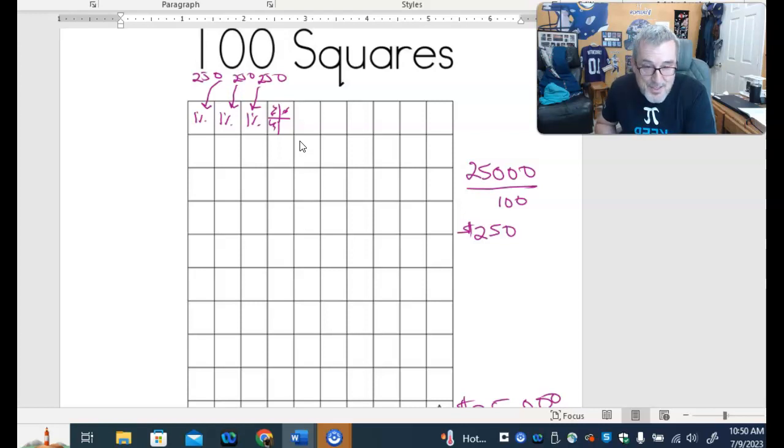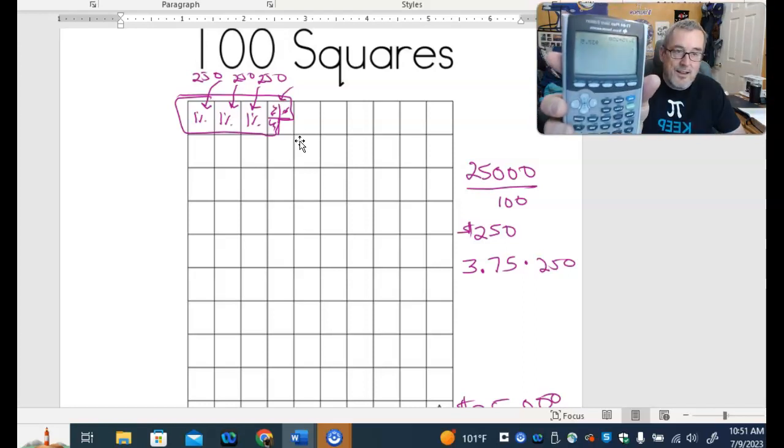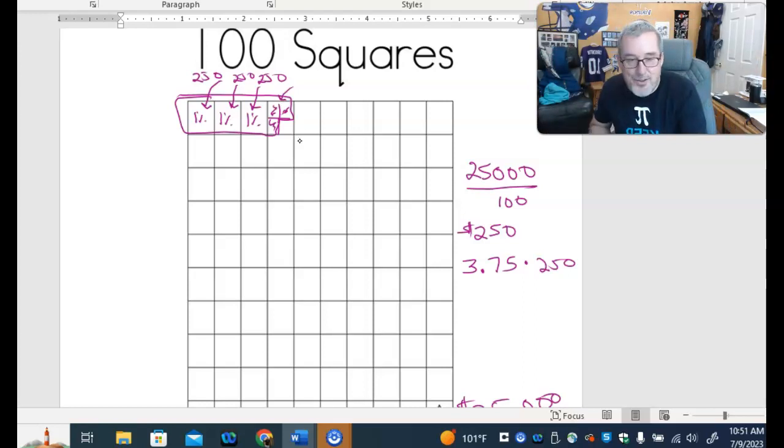So 3% would be 3 copies of $250. For 3.75, in this last one, I would only want 3/4%, so only 3/4 of $250. So I want 3 full copies, and then 0.75 or 3/4%. So I need 3.75 copies of $250 to see how much money is in here. So let's see. 3.75 times 250 is 937.5.